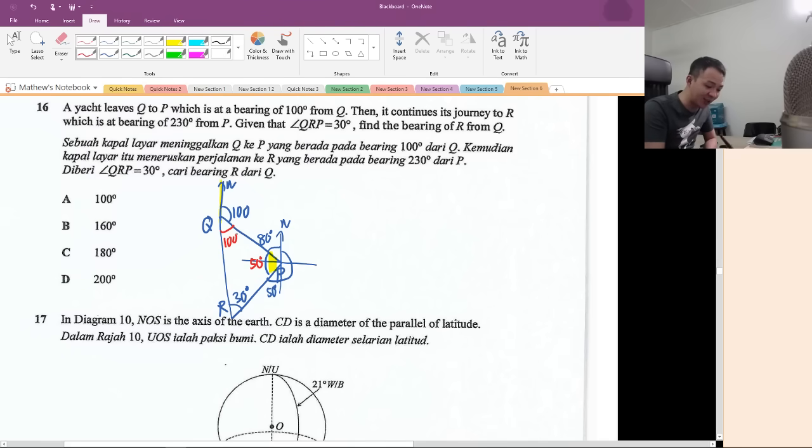So the question asks about the bearing R from Q. So from Q, the angle at Q here. So therefore, I will from the north of the Q here and rotate until I see the line QR. So which is the whole angle here is the bearing I want. So 100 plus 100, you should automatically get the answer is 200. Alright.